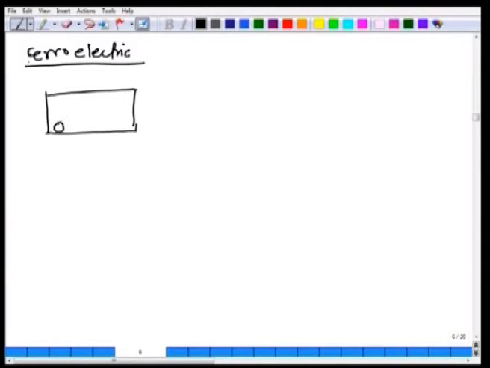Here are negative ions. Let us say these are negative ions which I am drawing, and here are the positive ions. What do you see? You see the center of positive charge and the center of negative charge are not identical. So there is some separation between the center of positive charge and negative charge.